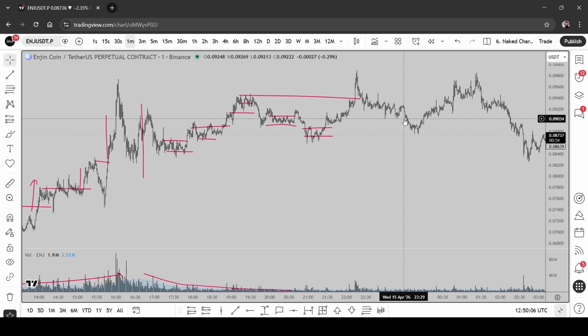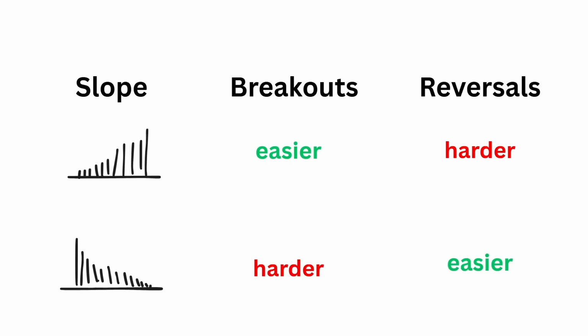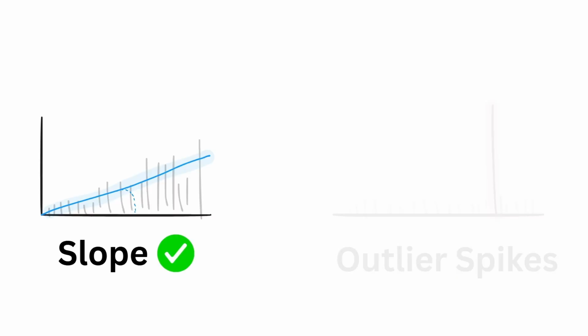And now sideways. So as a quick recap, when the slope of the volume is increasing, it's generally easier to trade breakouts, and it's going to be a little bit harder to trade reversals in that market condition. And it's pretty much the opposite for decreasing volume. When the volume is decreasing, it's a little bit harder to trade breakouts and a little bit easier to trade reversals. All right, that pretty much covers everything to do with the slope.